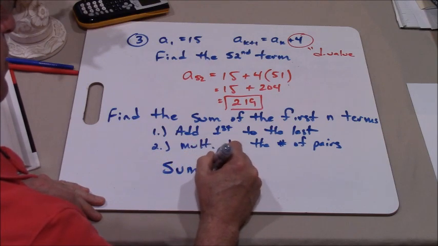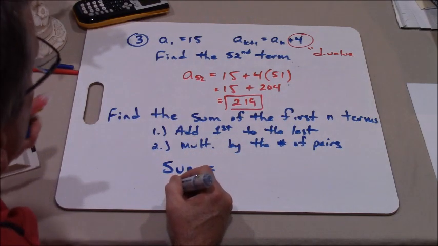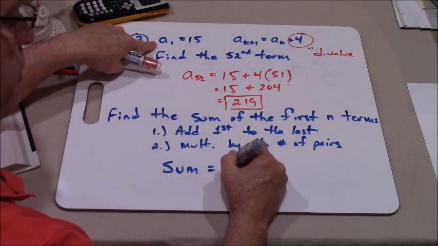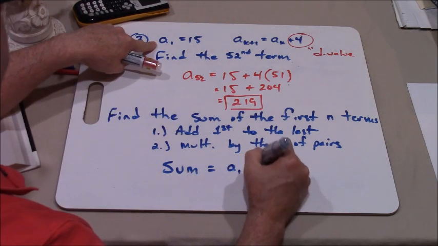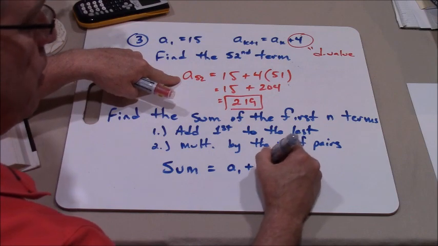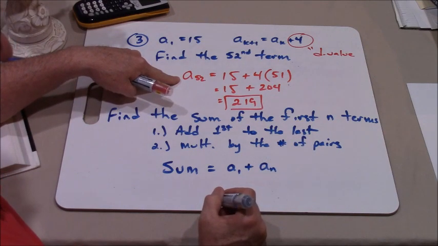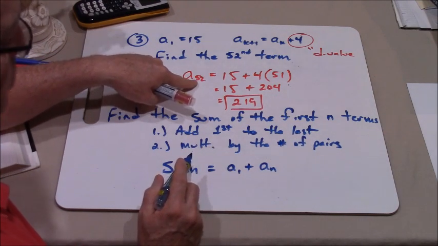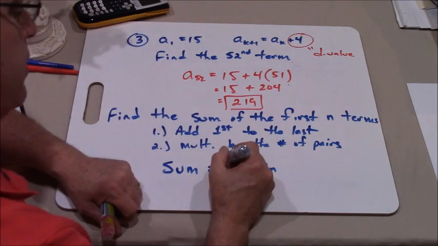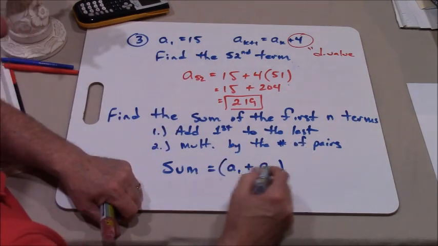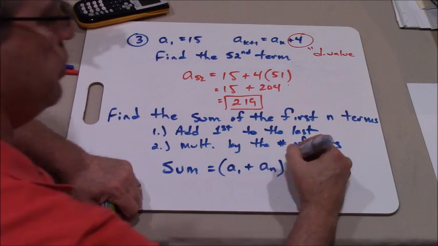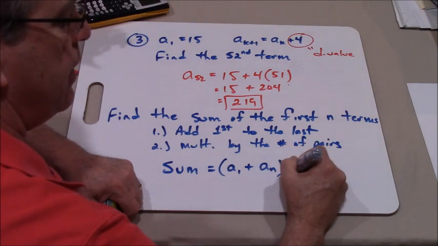So he came up with a formula that looked like this. The sum equals the first term, we'll call it a sub 1, plus the last term, we'll call it a sub n. In this problem, a sub 52 happened to be the last one. And then what I want to do is I want to multiply it by the number of pairs, which is just your n value divided by 2.